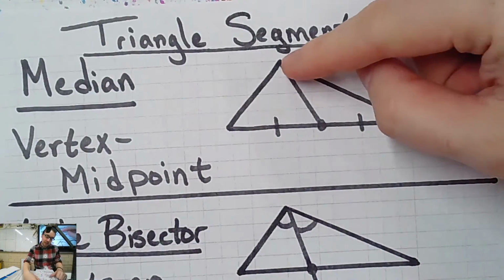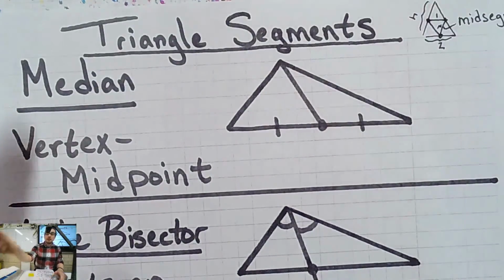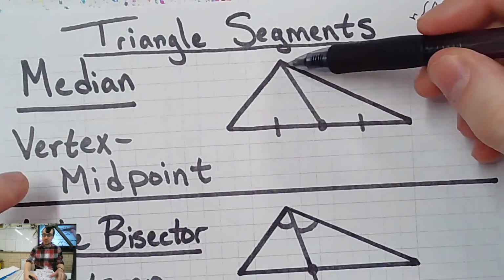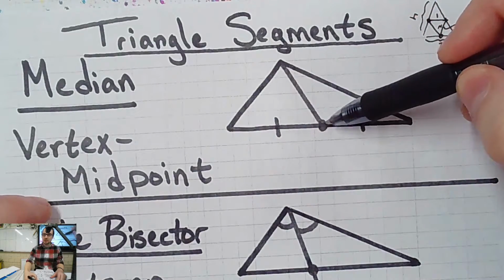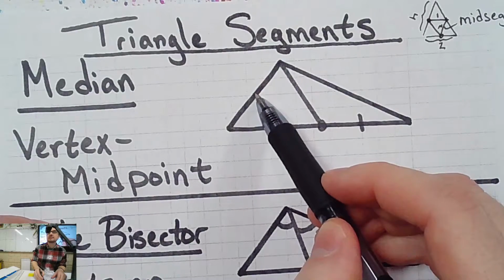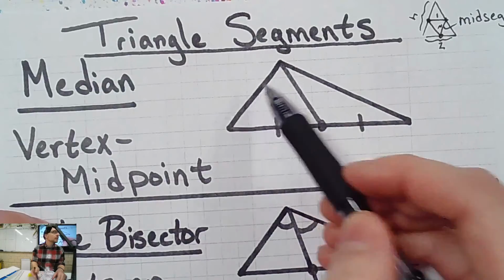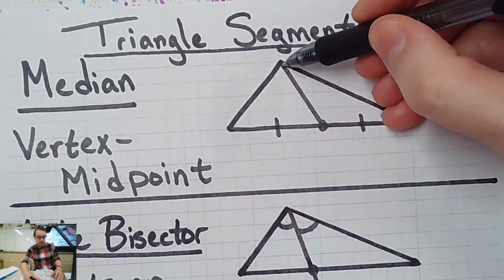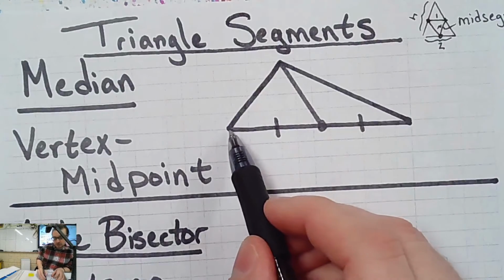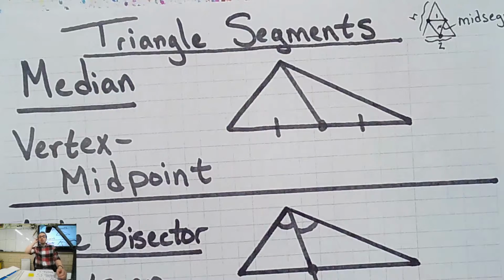So if I go from vertex to the midpoint, I get a median. Now, a lot of people say vertex to the midpoint of the opposite side, but that's the opposite side's midpoint. How could I connect this vertex to this midpoint, right? I couldn't. I'd have to go from here to here, and what would I get? I just get the halfway point on that side. Not very interesting. So we're going from vertex to midpoint. I could also go from here, vertex to this guy's midpoint, and vertex to this midpoint. Those are all medians.